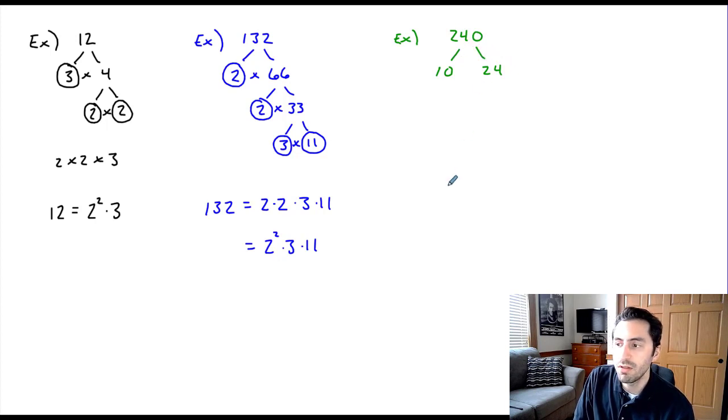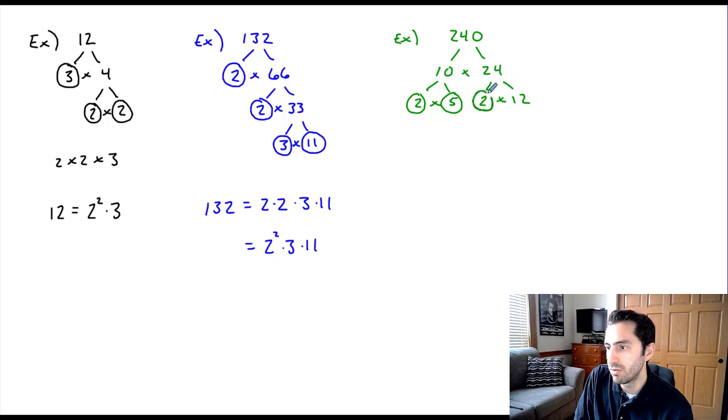Now, neither of these are prime numbers, but we can break down each one. So 10 is the same as 2 times 5. So breaking 10 down, now 2 and 5, these are both prime numbers. Got to work with 24. 24, this is the same as 2 times 12. All right, here's another prime number, 2. And then 12, we need to break down.